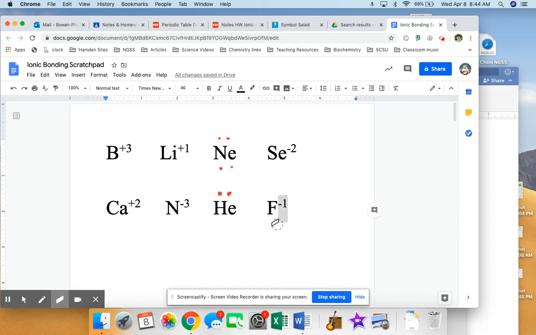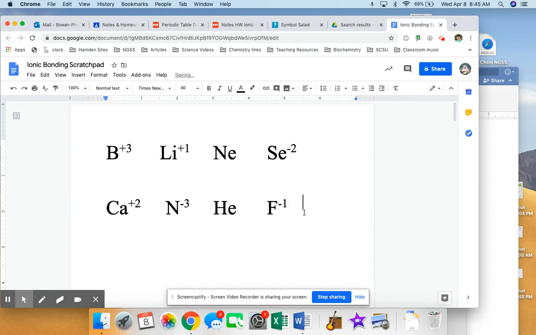This helps you figure out how elements are going to get positive or negative charges. Remember, if they are already full, they don't want to do anything. They don't want to get any more electrons. So Ne was full. It's a noble gas. It does not want to gain or lose electrons. He was also full. It's a noble gas. It does not want to gain or lose electrons.